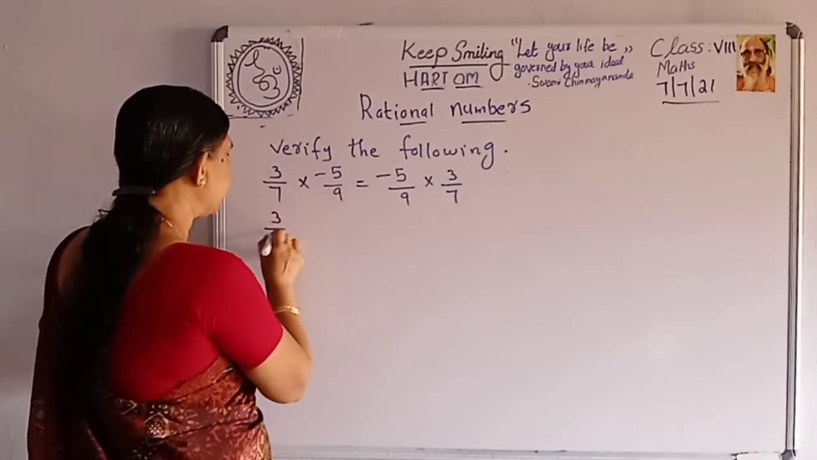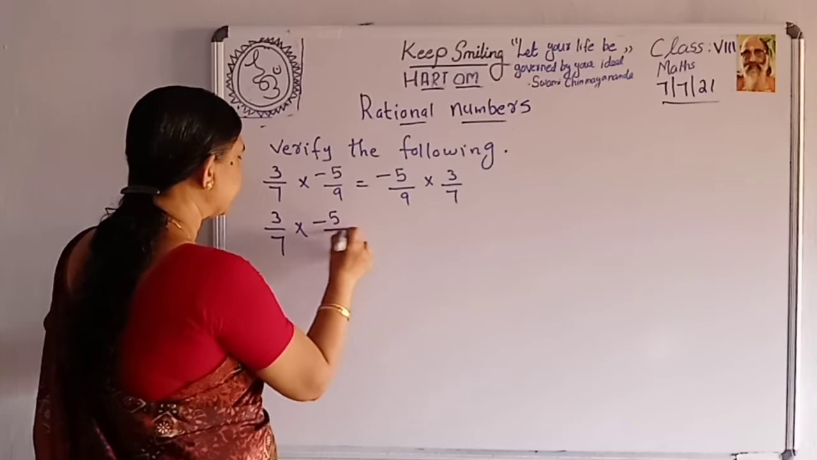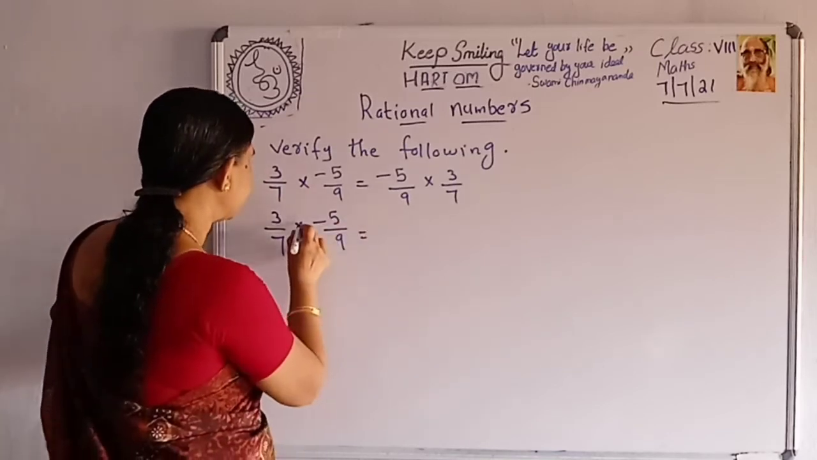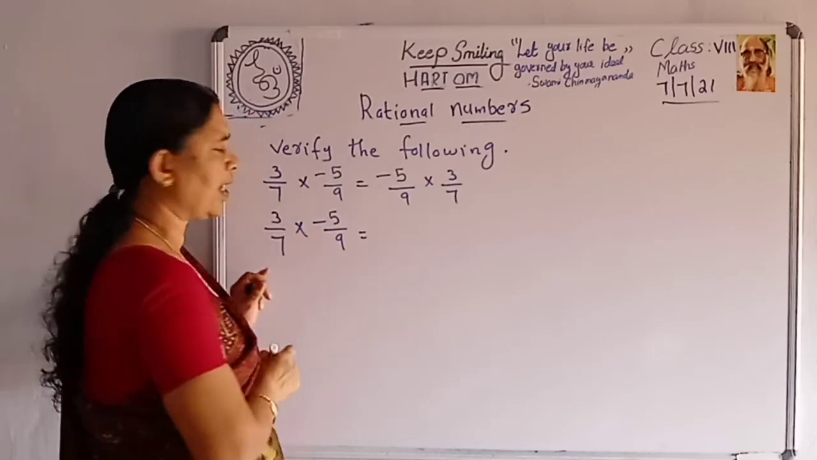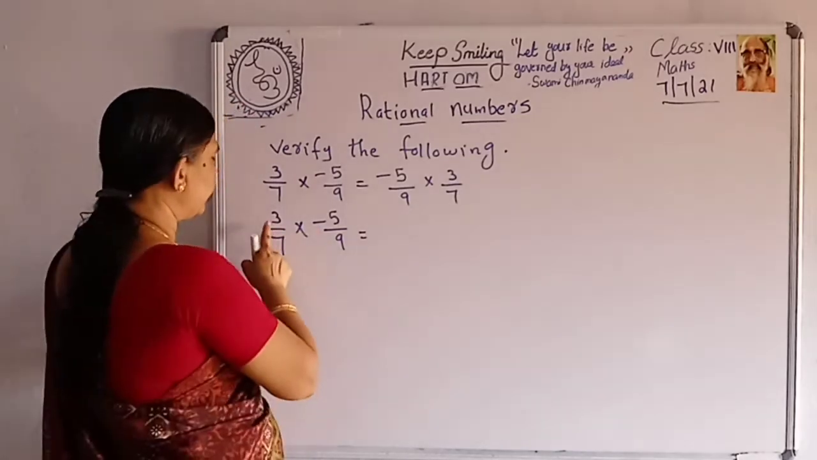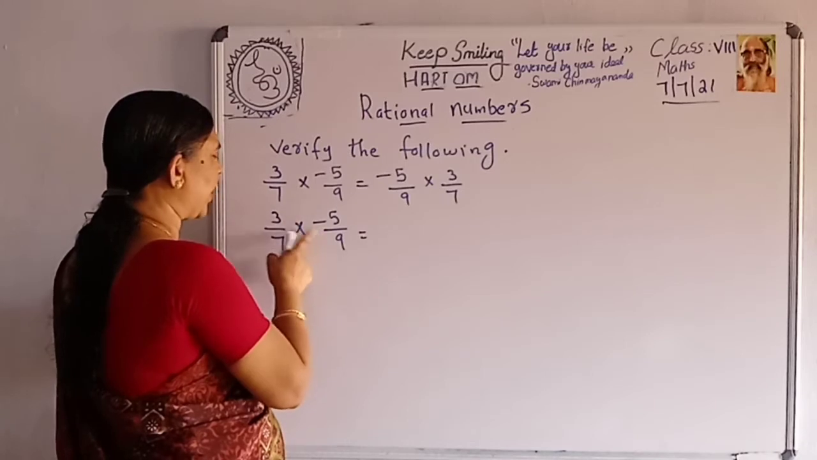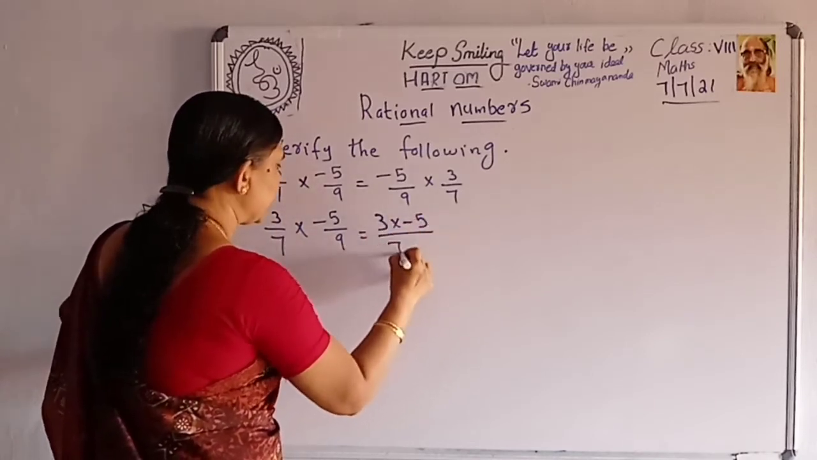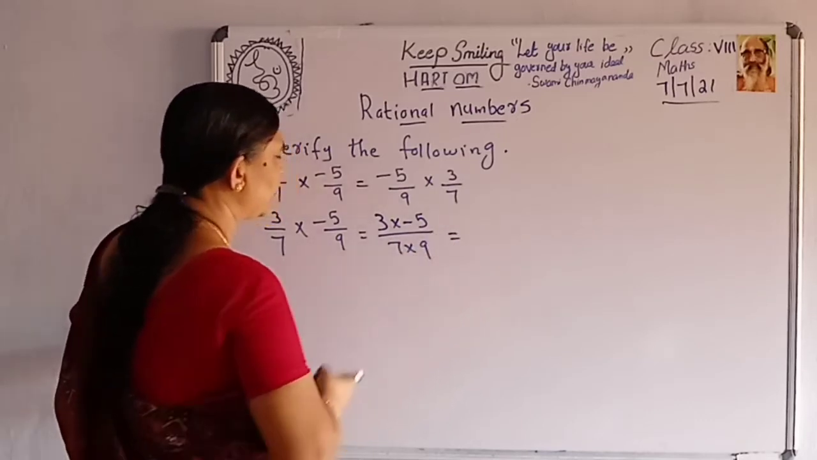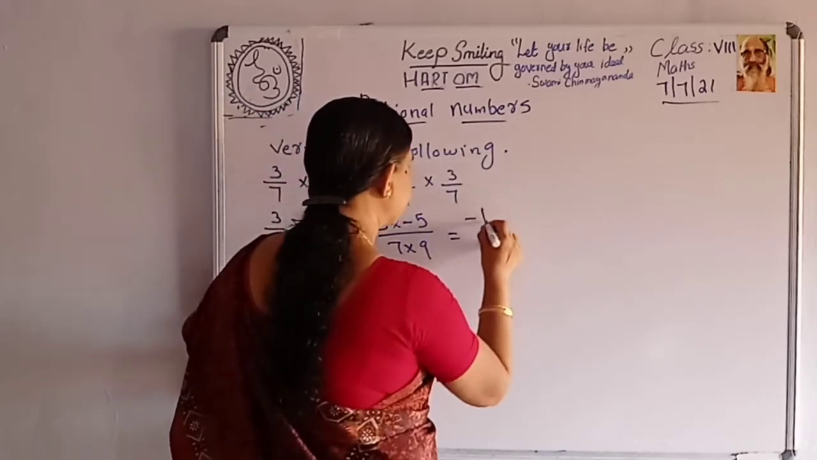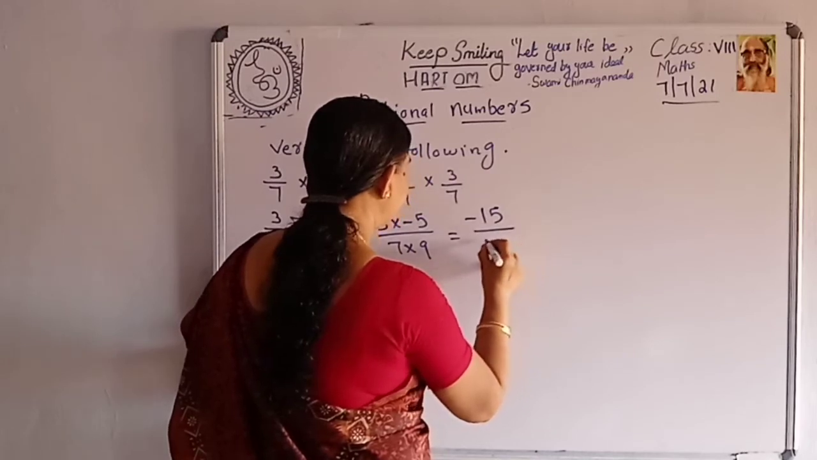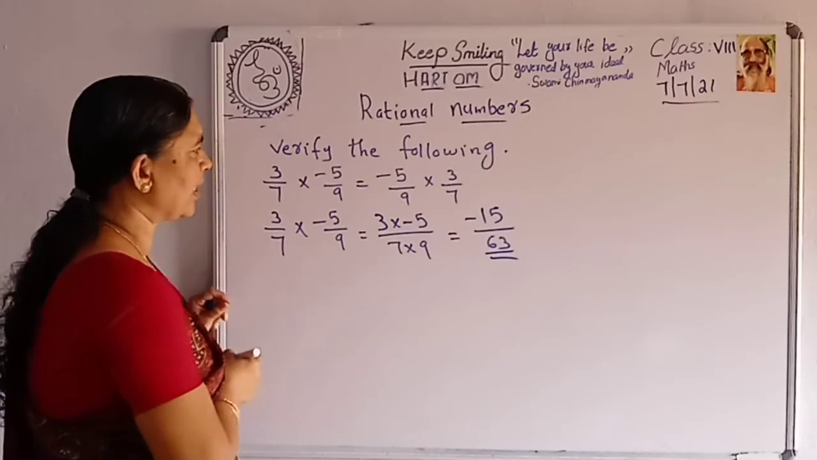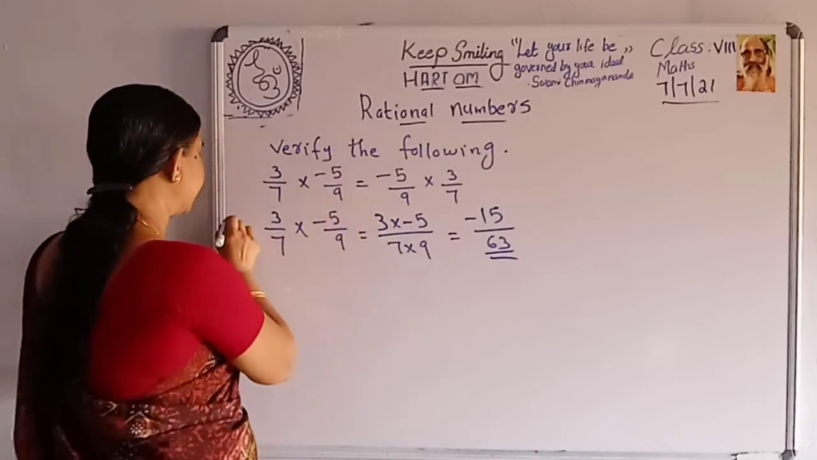What is 3 by 7 into minus 5 by 9? We multiply two rational numbers. First we multiply the numerators. That is 3 into minus 5 by 7 into 9. 3 into minus 5 is minus 15. Minus 15 by 63. Then, this is the LHS.